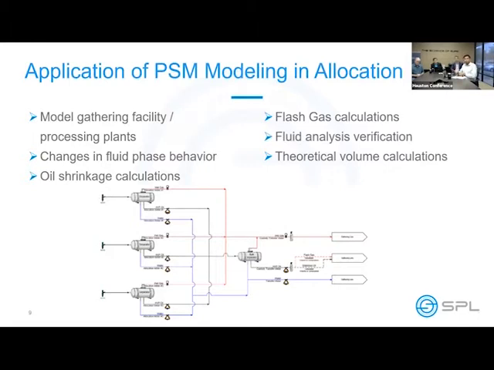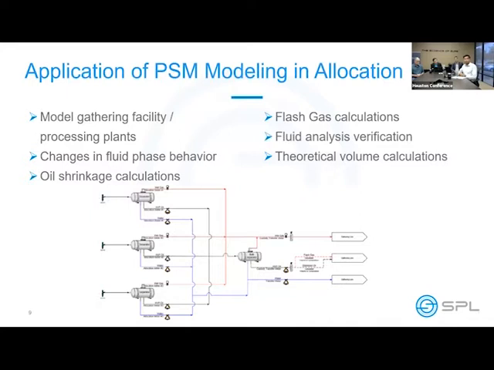So you have to account for the phase change throughout your process as you go from, let's say, wellhead all the way to the sales. And the process simulation model does a good job of tracking the phase behavior between two fluids as it travels through the process. So in a PSM model, we typically model the gathering facility, or we've been seeing a lot of NGL allocation where we have to model the gas processing plants. And as I said, the PSM model handles the changes in the fluid phase behavior.